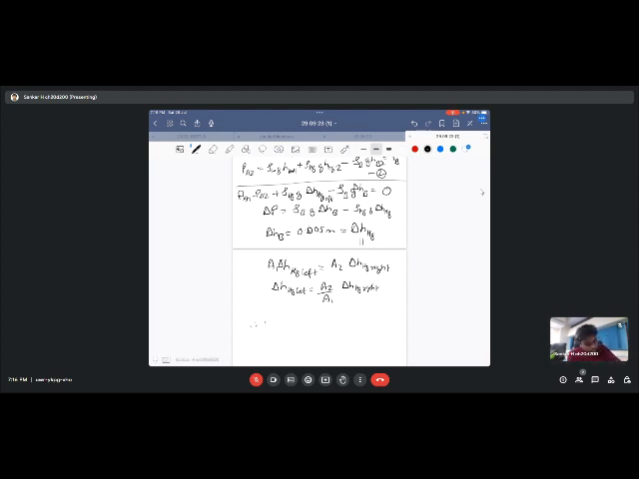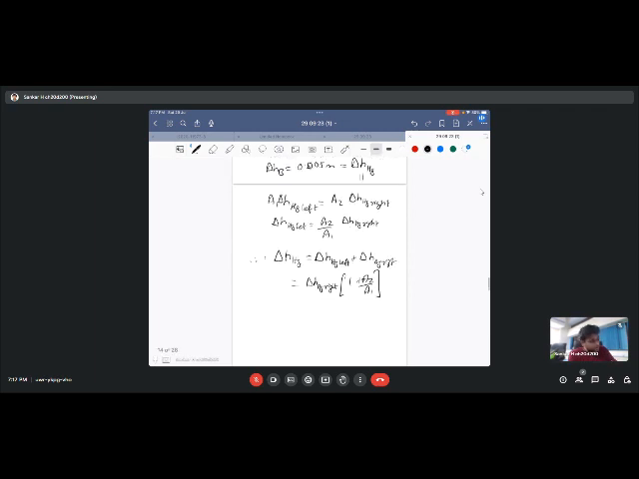Therefore, again, this is total. Therefore, total delta h_Hg should be equal to delta h_Hg in the left plus delta h_Hg in the right, which is delta h_Hg in the right times 1 plus A2 by A1, which is just a combination of these two statements over here.